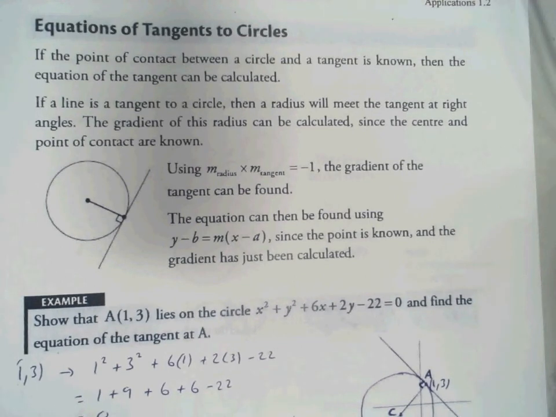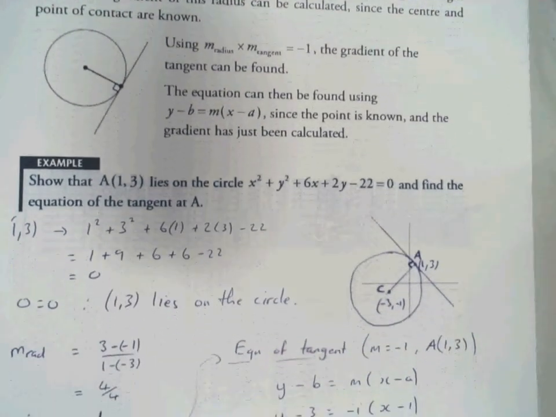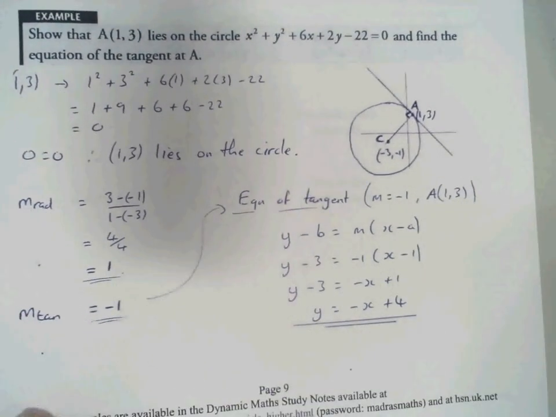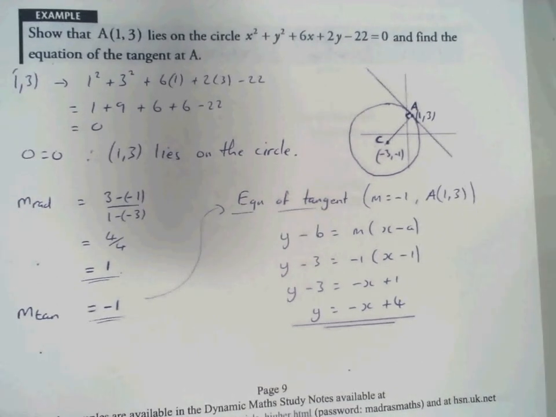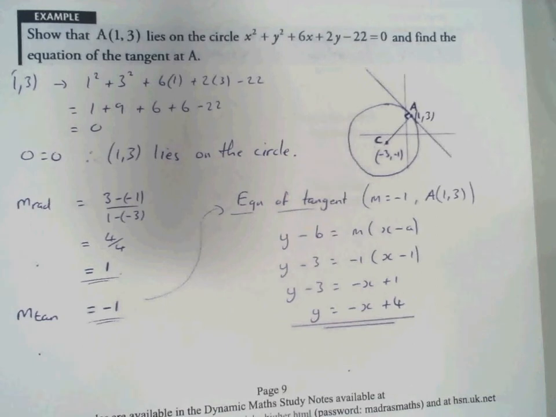And then once we've got that, we've got a point here, we've got the gradient here, we're just using y minus b equals m bracket x minus a. So let's go through an example. Show that the point (1, 3) lies on this circle and find the equation of the tangent at A.